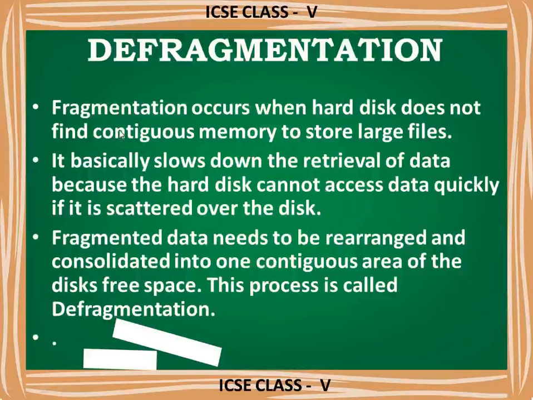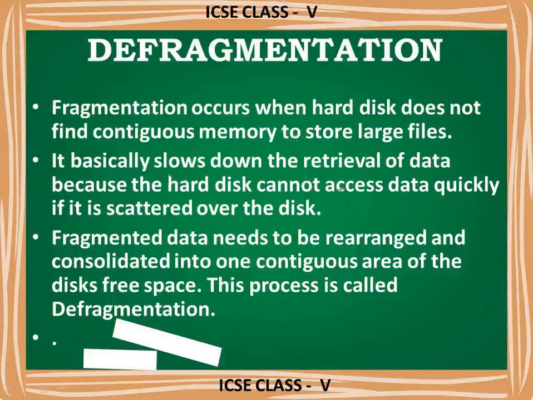Now the next point is fragmentation. Fragmentation occurs when the hard disk does not find contiguous memory to store large files. A hard disk is a secondary storage device where all files are stored permanently. When you store large files on a disk and the hard disk does not find contiguous memory, meaning in serial order, the file will be scattered here and there. Scattering is like throwing things here and there.